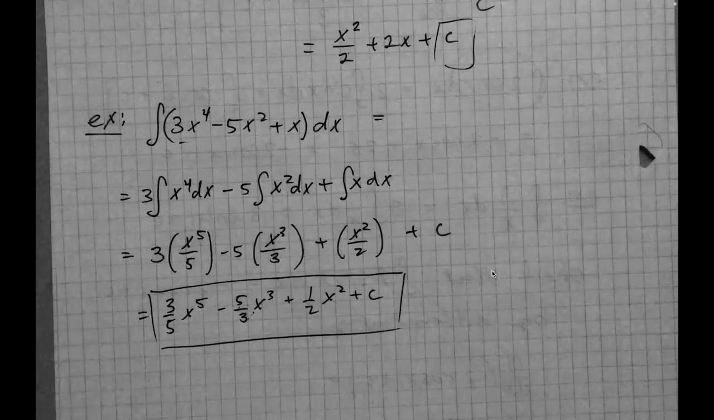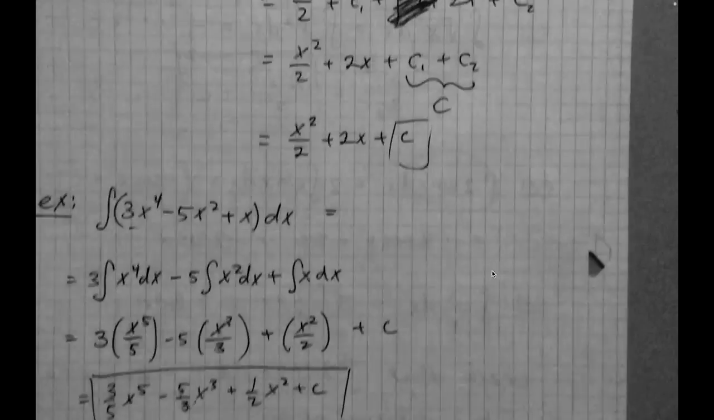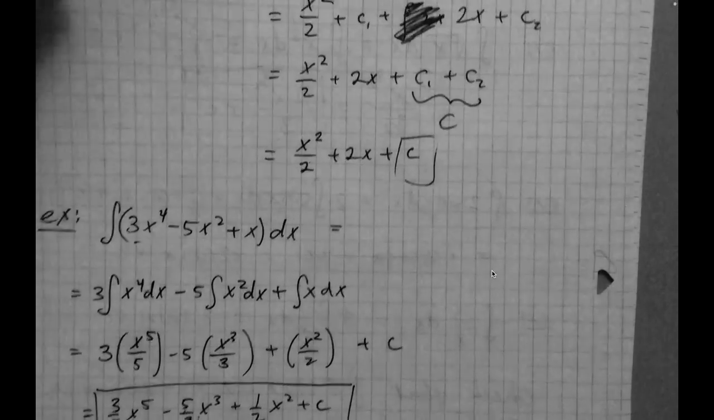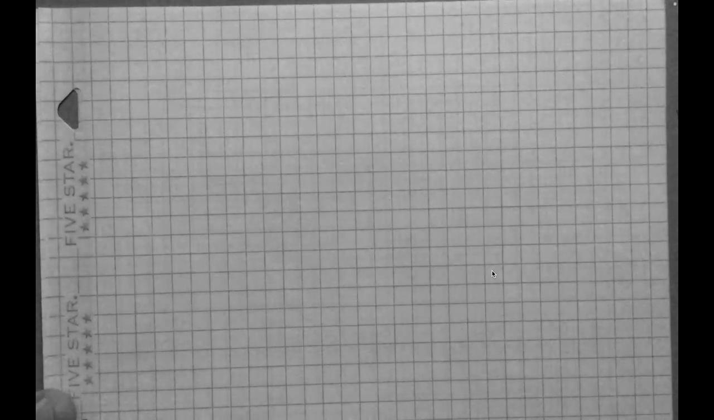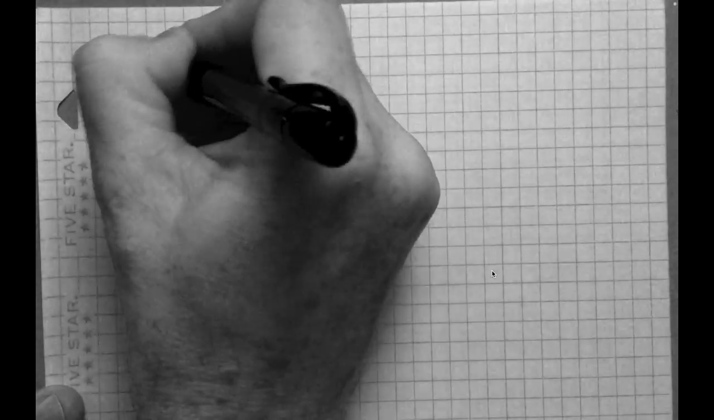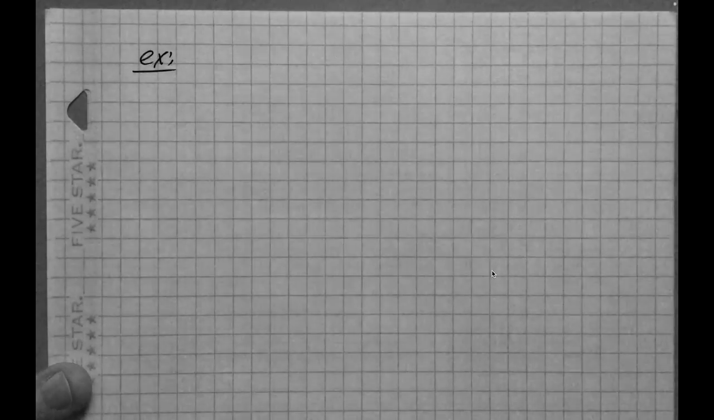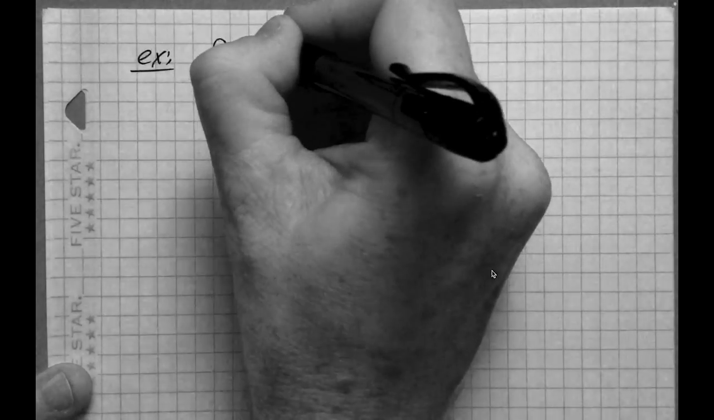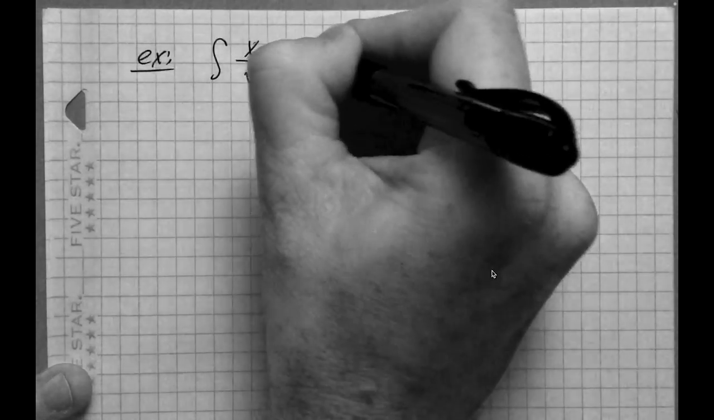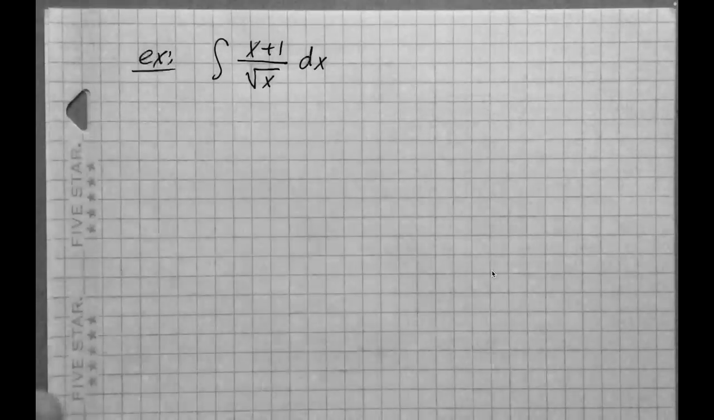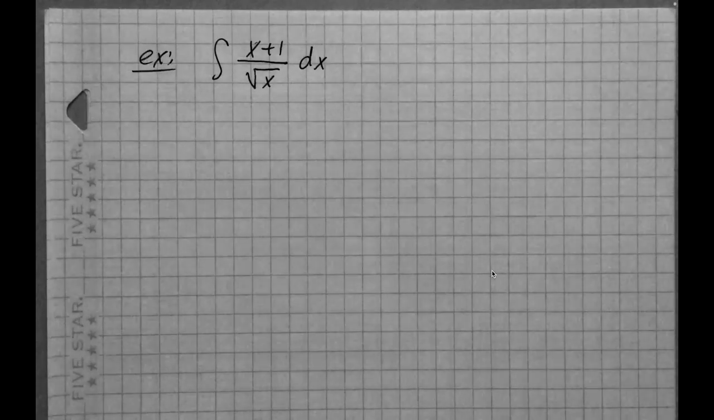Okay, good. Let's do maybe one more example, and then we'll call an end to this first lecture, which is kind of a long one. Let's integrate x plus 1 divided by the square root of x, dx. So this guy here.